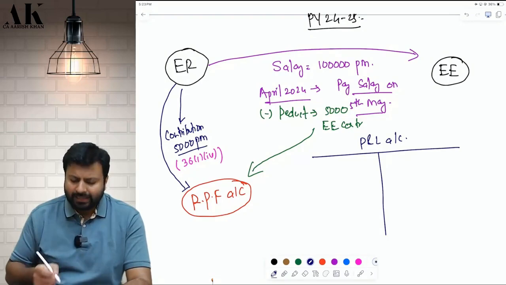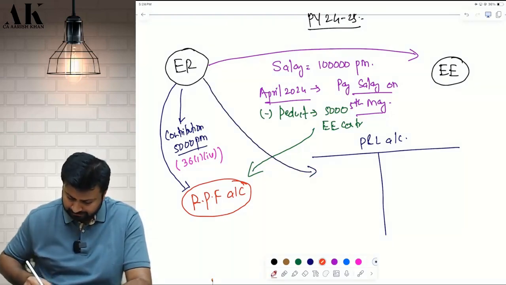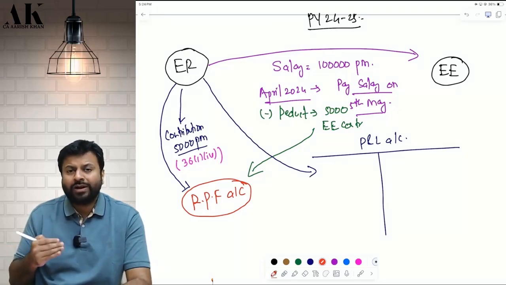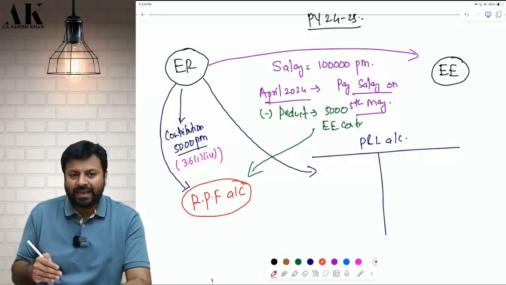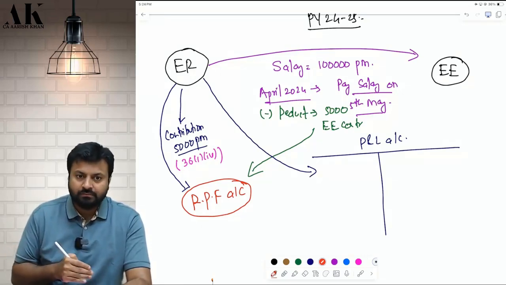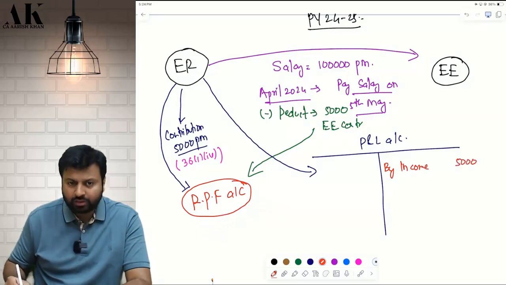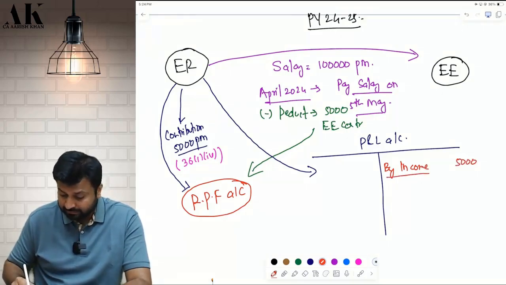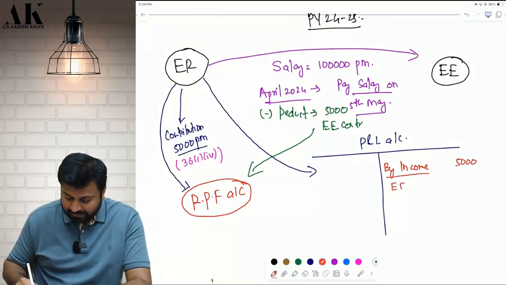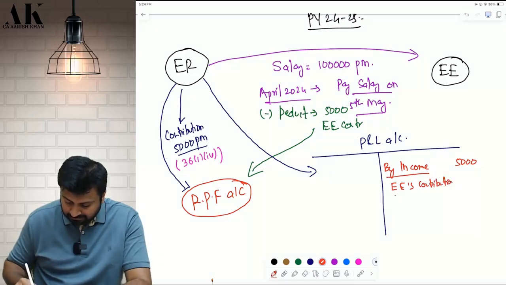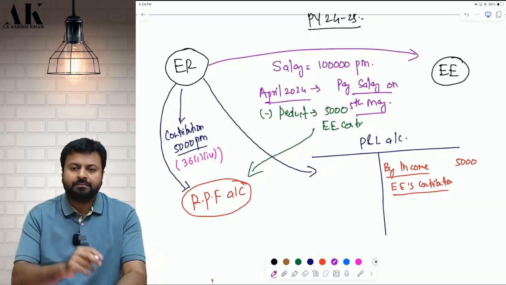The law says that, listen employer, the day on which you are deducting the employee's contribution from the employee's salary, that will become your income. You have to add that to your income. Okay, listen carefully. What is this income? This is the employee's contribution. This will be considered as your income.